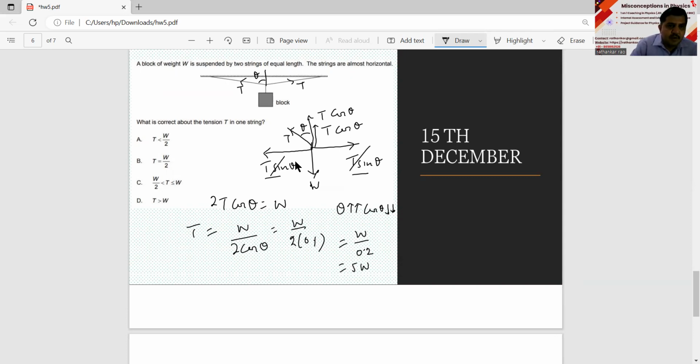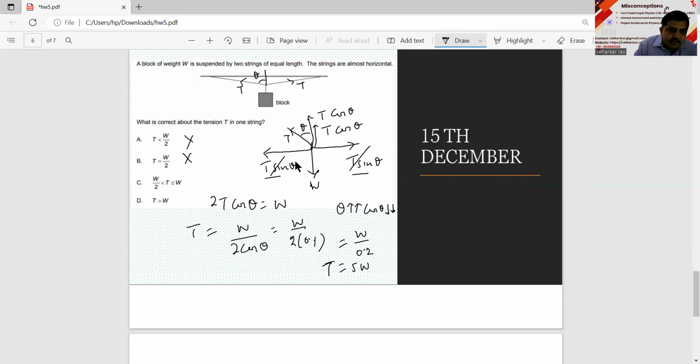Now, if you look at this, is T less than W? Definitely not. If T is not even equal to W, it's 5 times W, if I assume this is 0.1. So therefore, this is incorrect. T equal to W by 2? No, incorrect. Is T greater than W by 2? T is equal to 5 times W, which is definitely not equal to W, it's greater than W. So therefore, T is greater than W over here, and then W by 2.